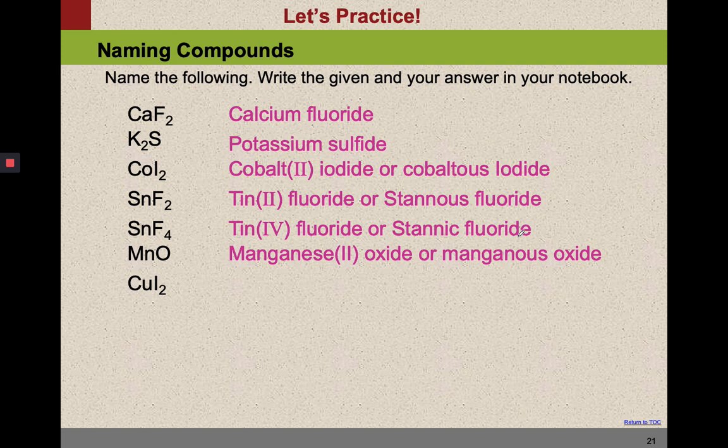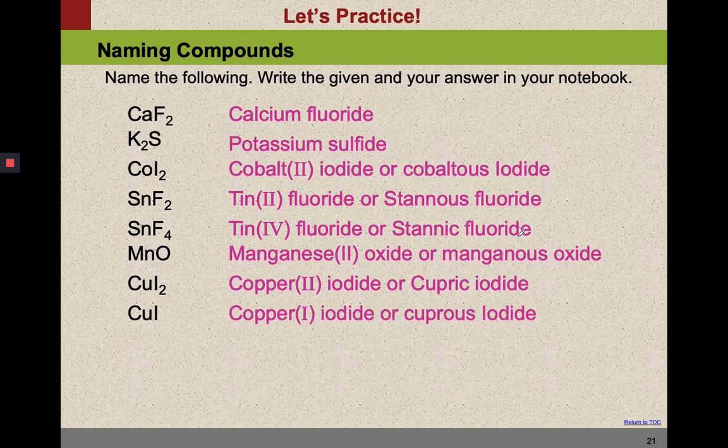Copper iodide, CuI2. Copper can form a cation with multiple charges, Cu2+ or Cu+. So it's 2+, and we say copper(II) iodide or cupric iodide. How about this one, where the copper bears the smaller charge? That's copper(I) iodide or cuprous iodide.